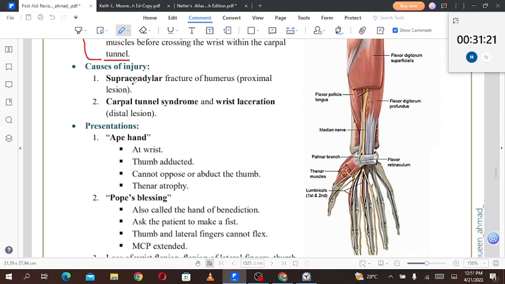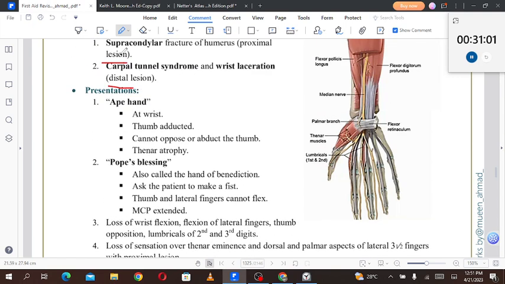Causes of injury: supracondylar fracture of the humerus, a proximal lesion, or carpal tunnel syndrome and wrist laceration, that is a distal lesion. So there are two types of lesions, and the palmar involvement is different in these two lesions. So supracondylar fracture of the humerus is a proximal lesion, and carpal tunnel syndrome and wrist laceration are distal lesions. These are the types of lesions.